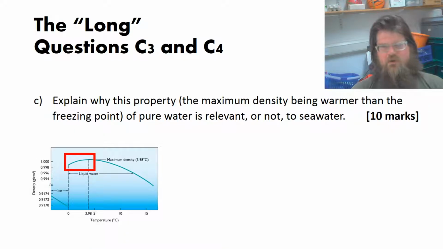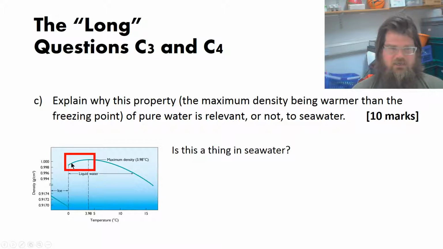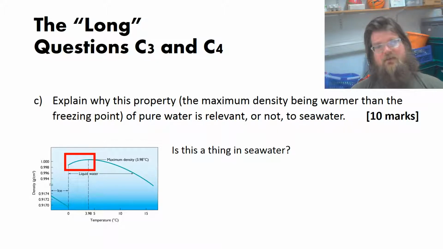Moving on to the next part, which was about why seawater is different. Explain why this property of pure water is relevant or not to seawater. What we're looking at is this part of the graph here, and asking, does this happen for seawater? Is this reduction in density with lower temperature a thing for seawater, or does seawater do something else? Quite a few people missed out on getting lots of marks in this question because they didn't address that specific property of water.